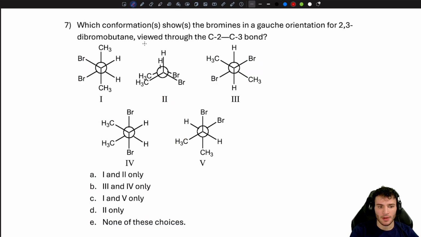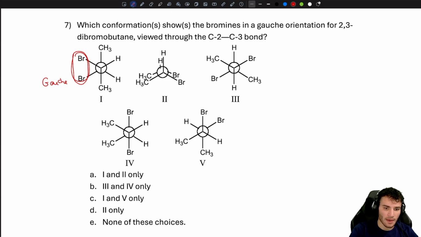In question 7, we're actually going to be looking at the same structure as we drew in the previous problem. So if you skip that problem, go back. We're looking for the conformation in which the bromines are in a gauche conformation. And the one that really shows that is going to be right over here. These bromines are right next to each other, right? So this is our gauche conformation, okay?